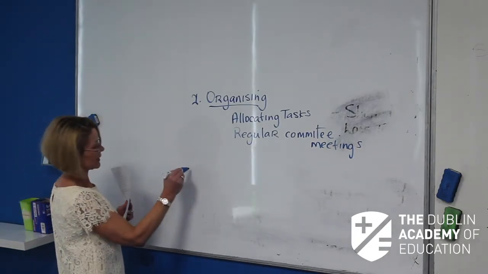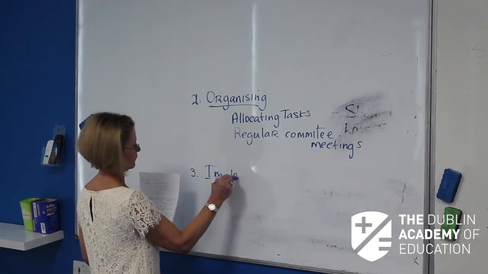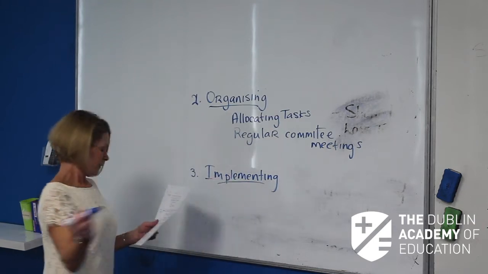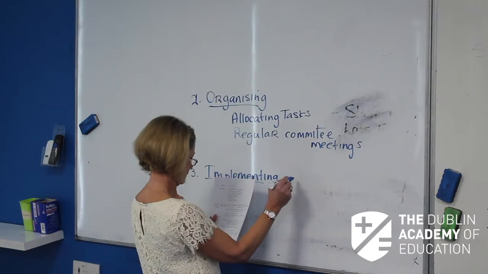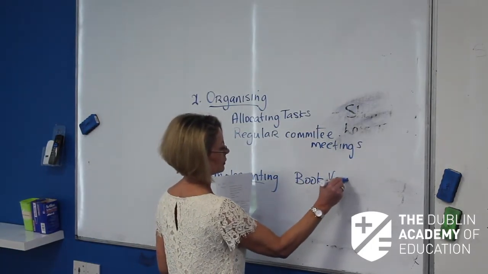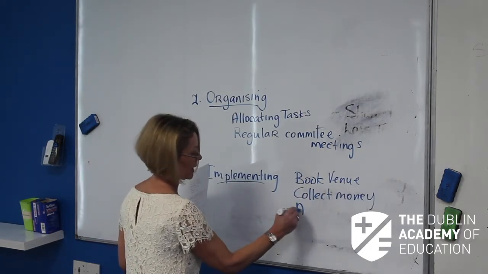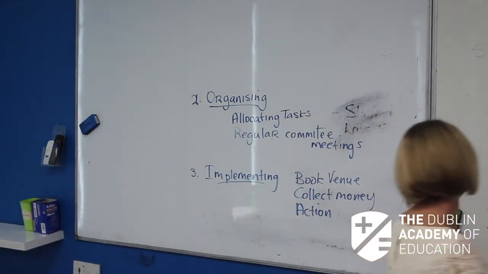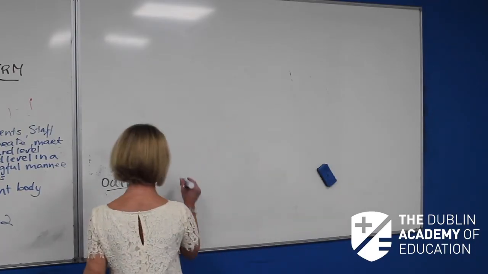And our final stage in throughputs is implementing. So we are going to have our graduation. So book a venue if that's required, collect money if that's required, and action, have the graduation. This brings us over to the last bit, our outputs and evaluating.